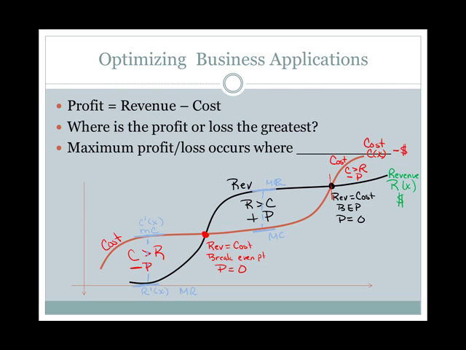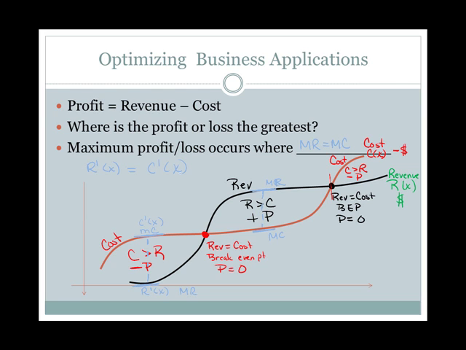And that is the case that the maximum profit or loss always occurs where the marginal revenue equals the marginal cost. So when the cost and the revenue are both changing at the same rate, we will experience the greater profit or loss. So when our first derivative of revenue equals our first derivative of cost, we will experience the greatest loss or profit.